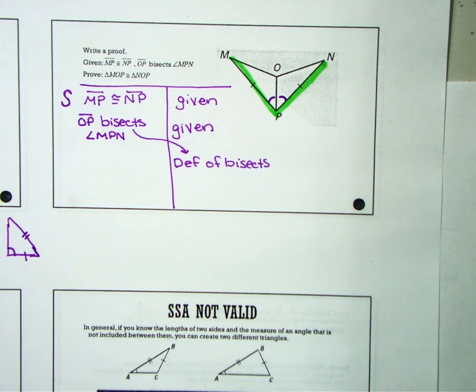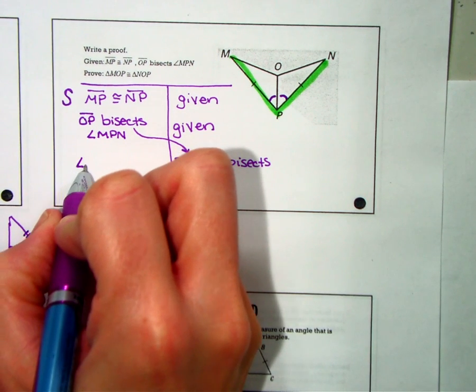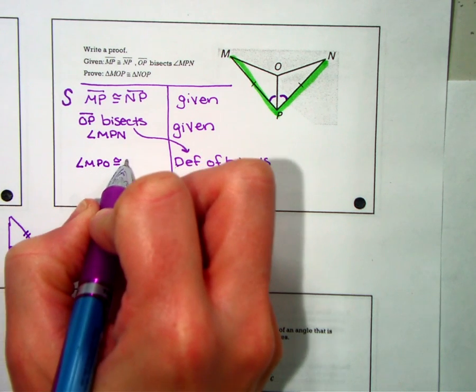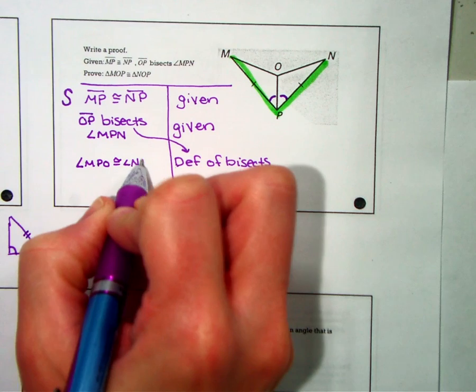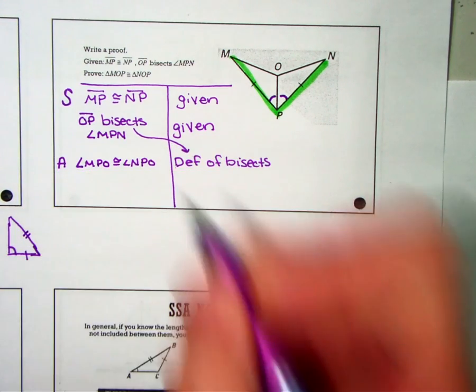So when I write the angle measures, I'm going to start at M. You can start at O if you want. It doesn't matter, but P has to be your middle letter. That's the part that matters. So I'm going to go angle MPO is congruent to angle NPO. Now that's a pair of angles.